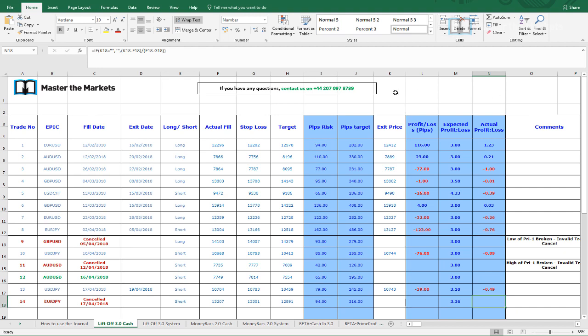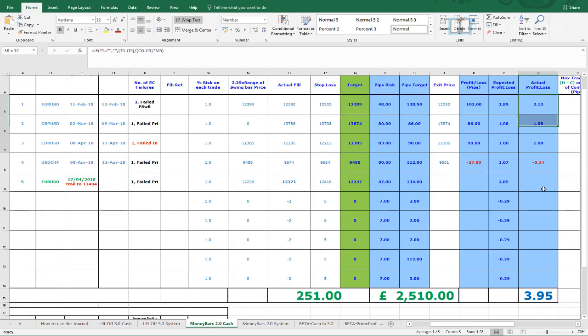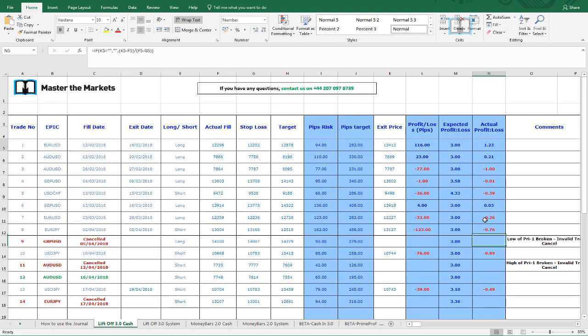And what I want to show you by showing you this is that not all of the models will be net profit. If you look at Money Bars Cash, Money Bars Cash is up 3.95% for the year on our trading capital. So that represents £3,950 if you're using the 1% percentage risk management system. But Liftoff 3.0 is down 2.34.